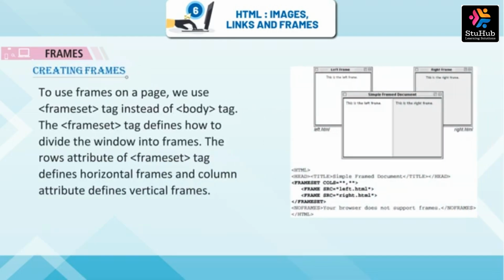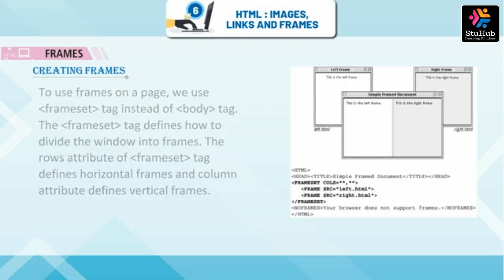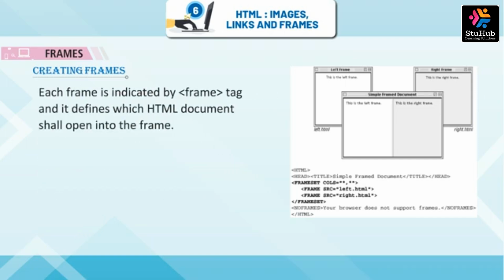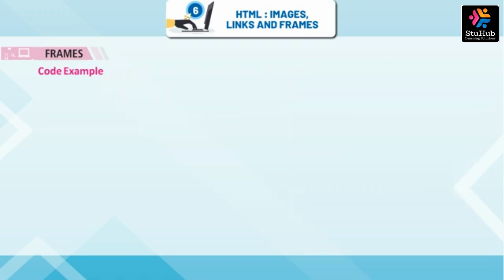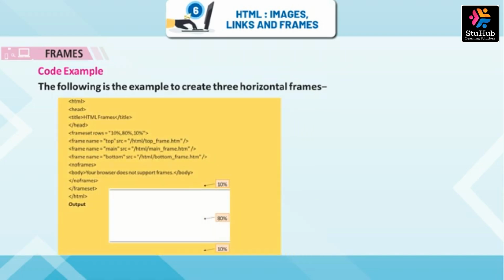Creating frames. To use frames on a page, we use the frameset tag instead of the body tag. The frameset tag defines how to divide the window into frames. The rows attribute of the frameset tag defines horizontal frames and the columns attribute defines vertical frames. Each frame is indicated by the frame tag and it defines which HTML document shall open into the frame. Code example. The following is the example to create 3 horizontal frames. Output.